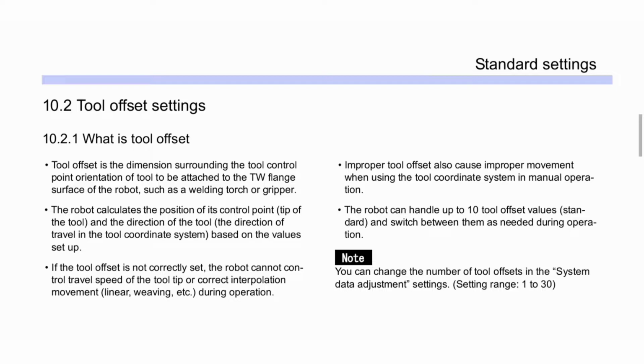The robot can handle up to 10 tool offset values as standard and switch between them as needed during operation. Note, you can change the number of tool offsets in the system data adjustment settings. Setting range: 1 to 30.